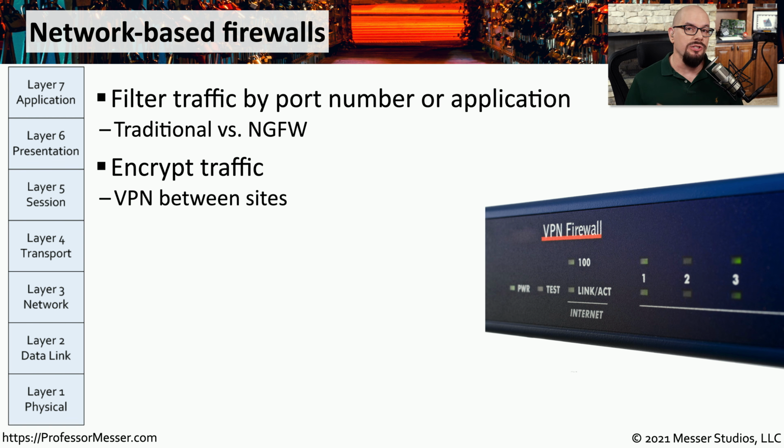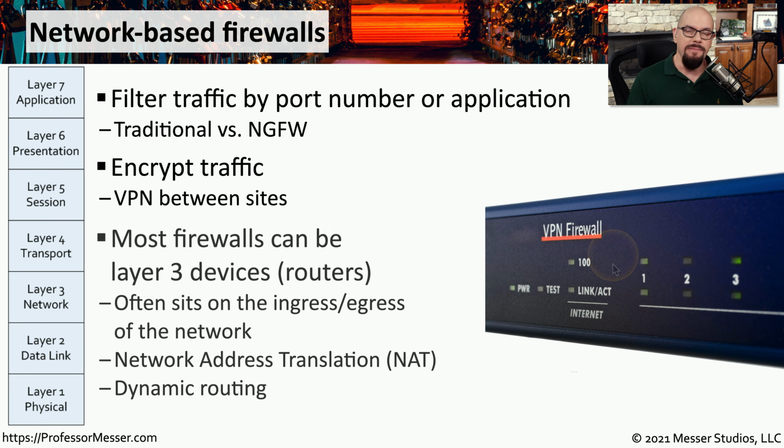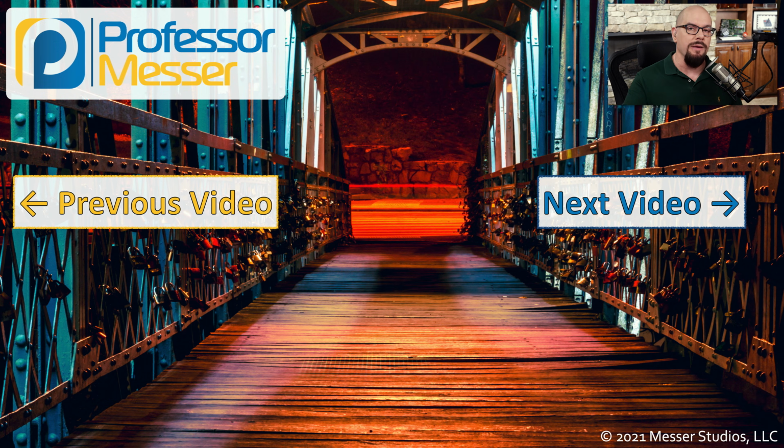Many firewalls will also have VPN concentrator functionality built into the firewall itself so that we can encrypt traffic to our end users or between different sites. And in many cases, these firewalls can also act as a router or a layer 3 device. Since these firewalls are often sitting between the inside and outside of our network, we can route between those different subnets. We can provide network address translation, so we can use private IP addresses on the inside of our network. And we might also have dynamic routing functionality, so we can use BGP or other dynamic routing protocols to be able to connect to the internet.